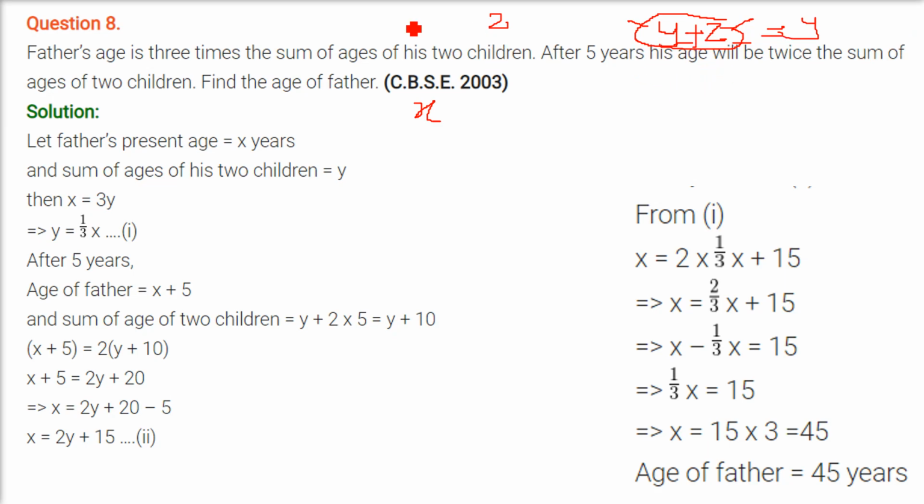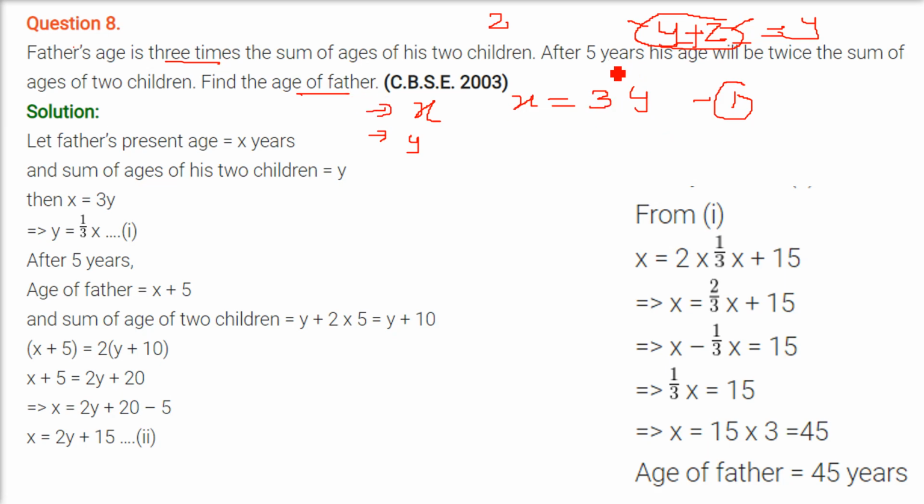So now father's age is 3 times the sum of ages of his 2 children. So if we take x as father's age and y as the sum of ages of the 2 children, right? y is not a single entity. It is the sum of ages of 2 children. So now x is equal to, father's age is 3 times the sum of ages. So 3 times y. y is what? Sum of ages of 2 children. This is our first equation. Why are we able to do this? Because we are only asked about the age of father.